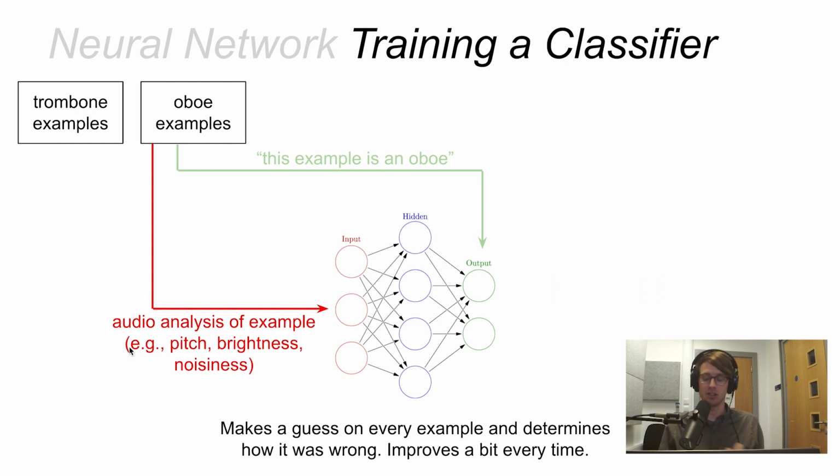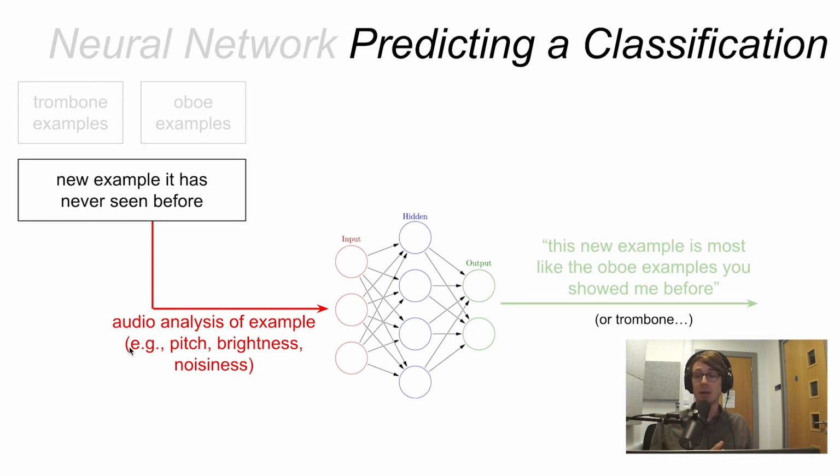Then we can show it examples that it has perhaps never seen before by taking audio input, doing the same analysis, and sending it to the neural network. The predictions that it makes, the labels that it guesses as the output, will be based on the examples that we showed it before. So it'll predict that this new example you're showing me is most like the oboe examples that you showed me before, or the trombone, or whatever our labels or categories are.